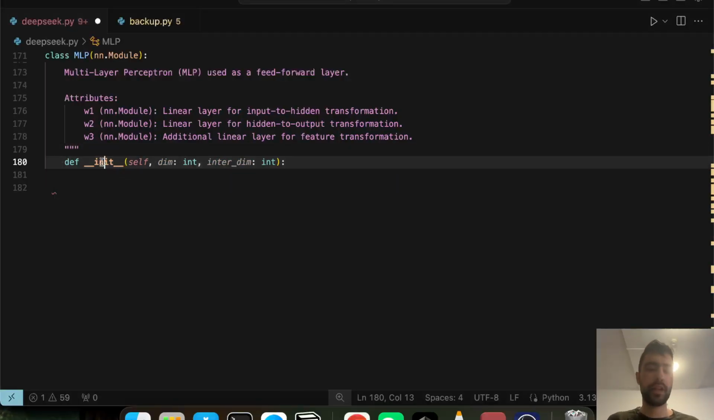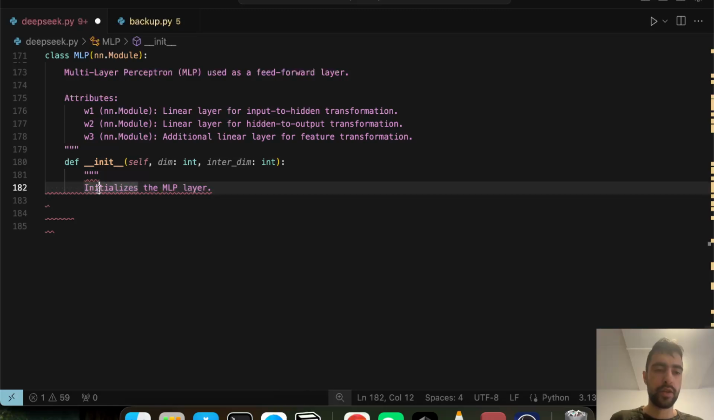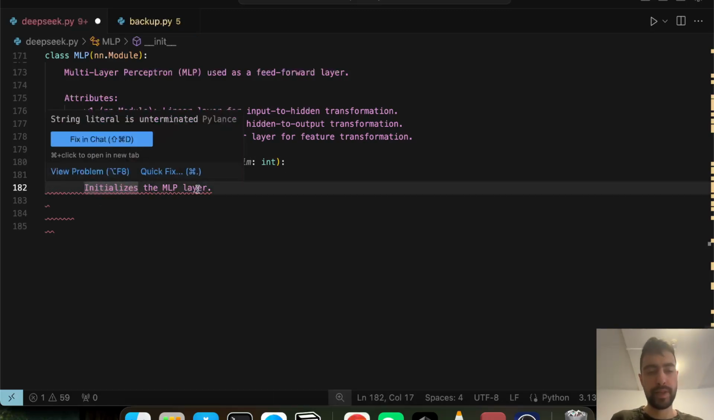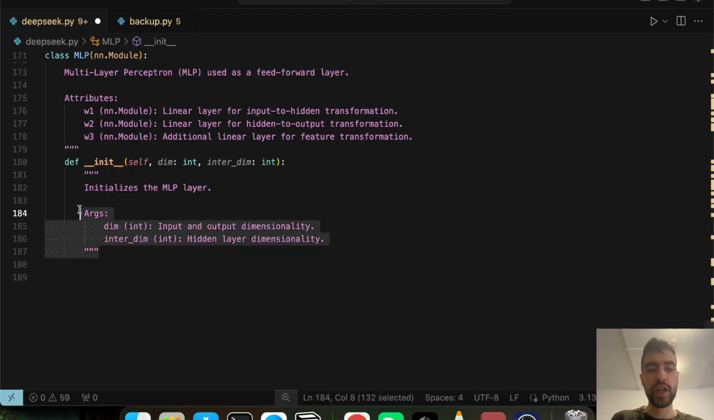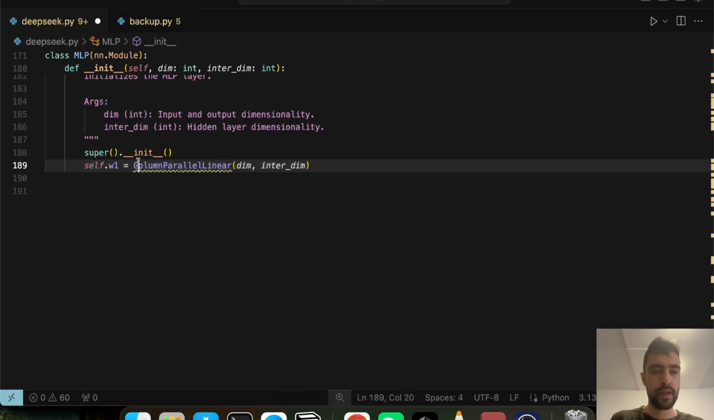If we continue, we will define the initialize method. This will take the dimension of the input vector and the inner dimension, the hidden dimension. The dimension of the output will be the same as the dimension of the input, so we don't need to take that. We initialize this MLP layer with the two arguments that I just explained: input and output dimensionality, and hidden layer dimensionality. We will initialize super, so nn.Module.